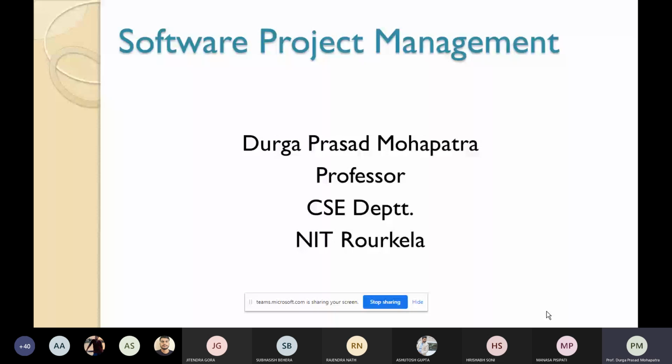CMM model. Then the next way to use this software process assessment: CMM can be used by an organization to assess its current process, what process it is following, because last class I told you, if the process you are following is good, then the final output, the product, is bound to be good. So this CMM model is used by an organization to assess its current, existing process.